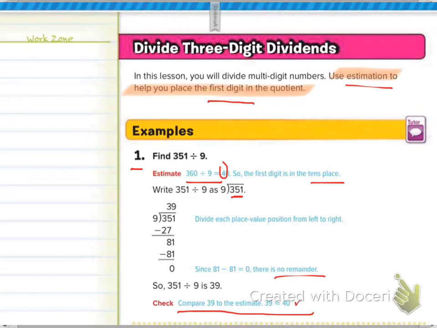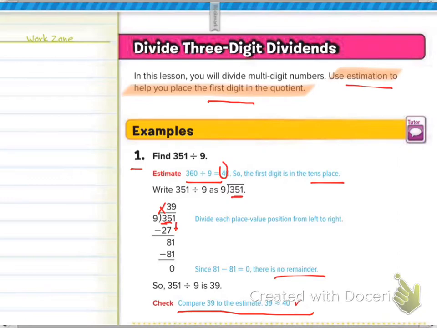So if we look, 351 divided by 9. 9 cannot go into 3. So if it helps you, put an X there or a 0. Then we have to go 9 into 35. 9 can go into 35 3 times, and that gives us 27. So we would subtract the 27 from 35, and we have 8 left. 9 students cannot fit into 8 desks. Understand that? 9 students cannot fit into 8 desks. So 9 cannot go into 8.